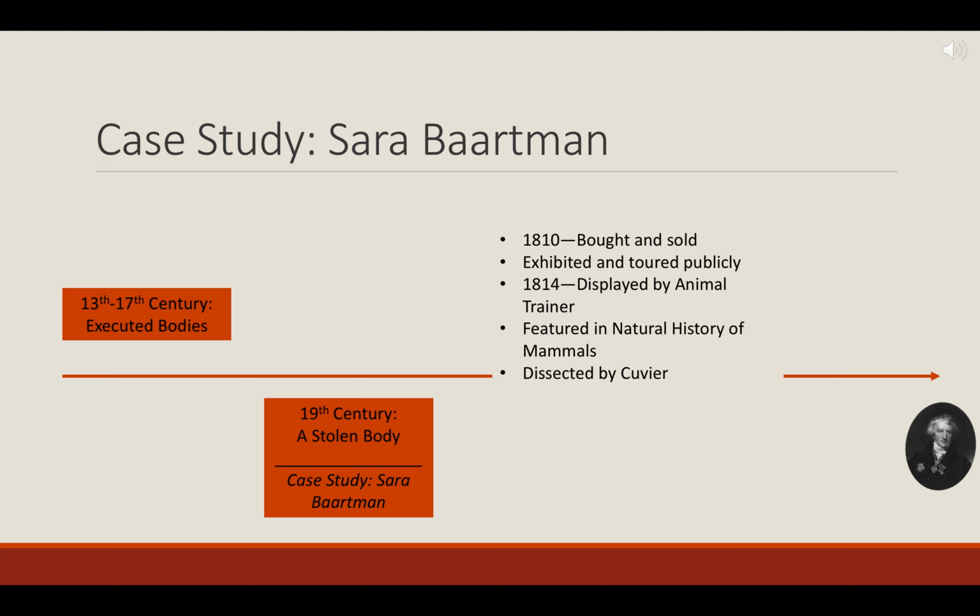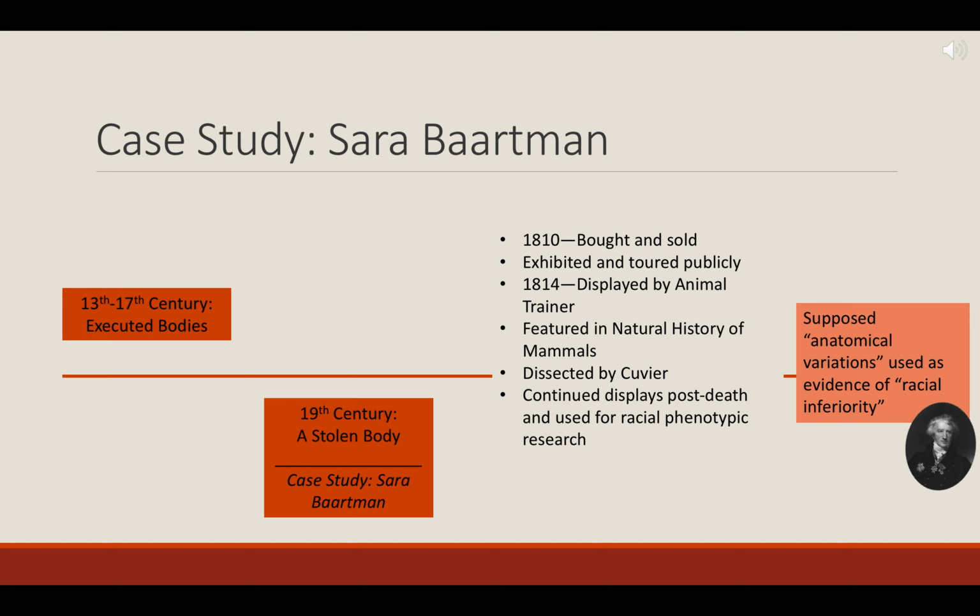In Cuvier's report, he described her as having numerous qualities associated with monkeys and apes, such as small and weakly formed ears and a monkey-like skull. Her corpse and body casts were displayed and held in museums until the late 1970s, based on the supposed link between her anatomical variations and racial inferiority.